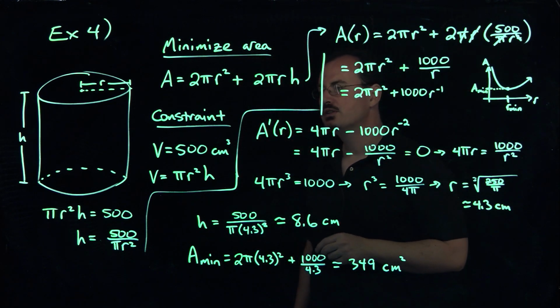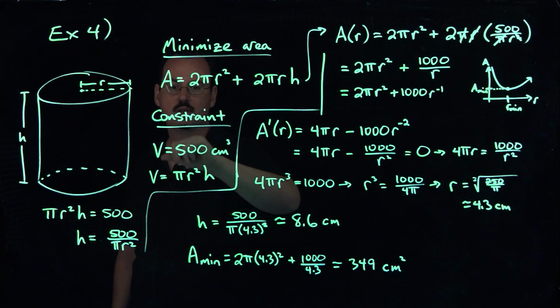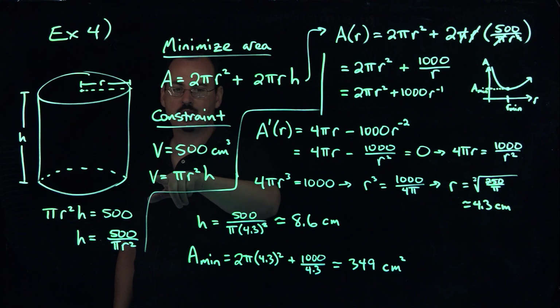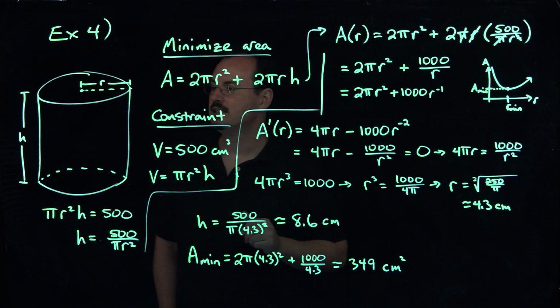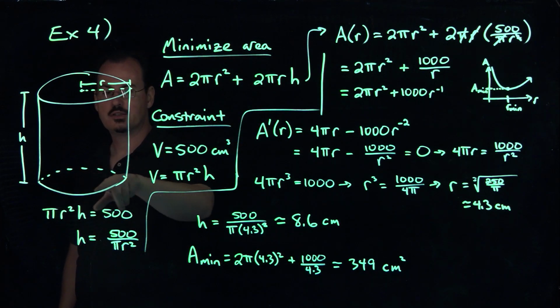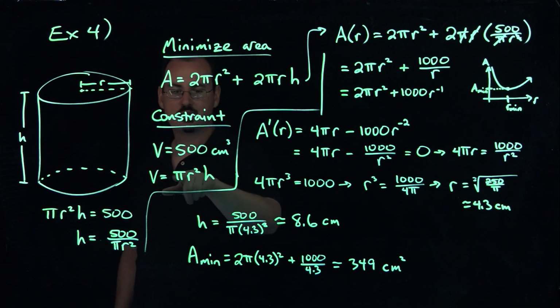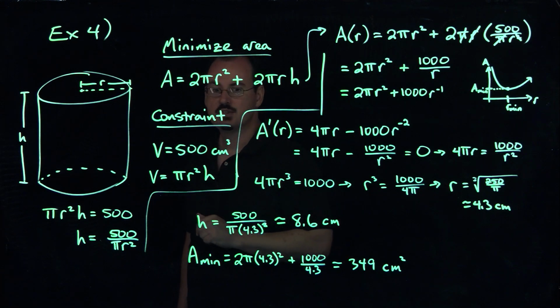Then we also have a constraint associated with this thing, so that's this part here. The constraint is that the volume has to be 500 cubic centimeters. So in order to use that, we have to figure out an equation for the volume of this can. The volume of a cylinder is the area of the bottom of the cylinder, that's pi r squared, multiplied by the height of the cylinder. So pi r squared is the area of the circle at the bottom. Multiply that by h, that gives us the volume of the cylinder.